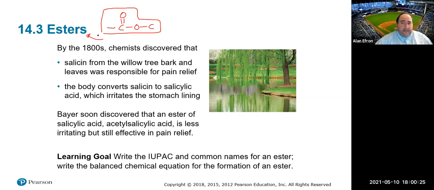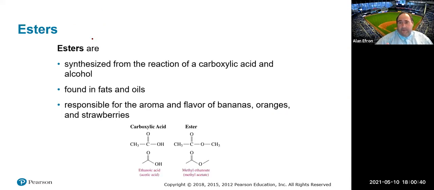Esters are responsible for a lot of the flavors or odors that we associate with things. When they are made, they do produce some of these odors and smells. Esters are made by a reaction of a carboxylic acid and an alcohol. And that reaction, as we will see, is referred to as an esterification reaction, which is a fancy word to say I just made an ester.